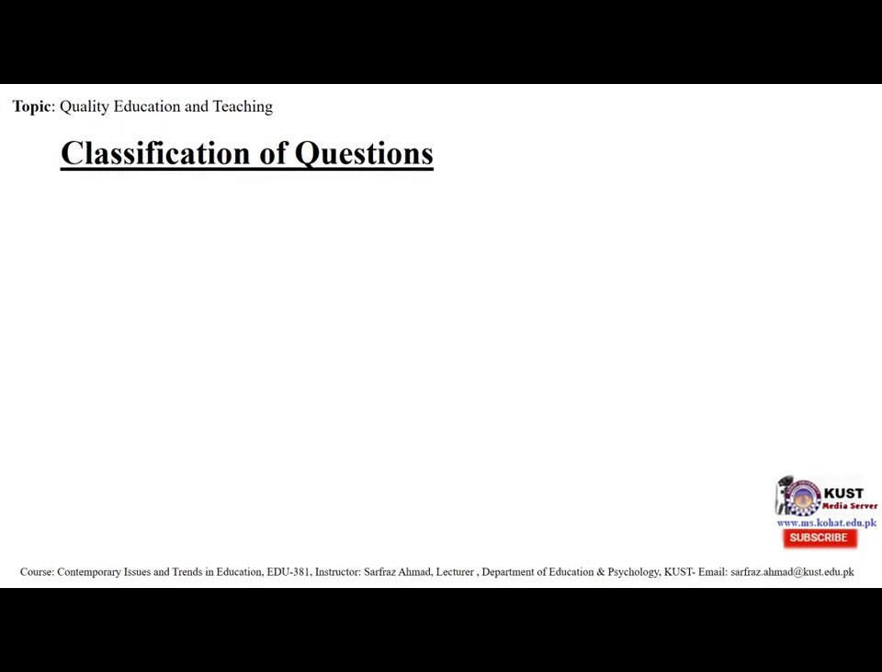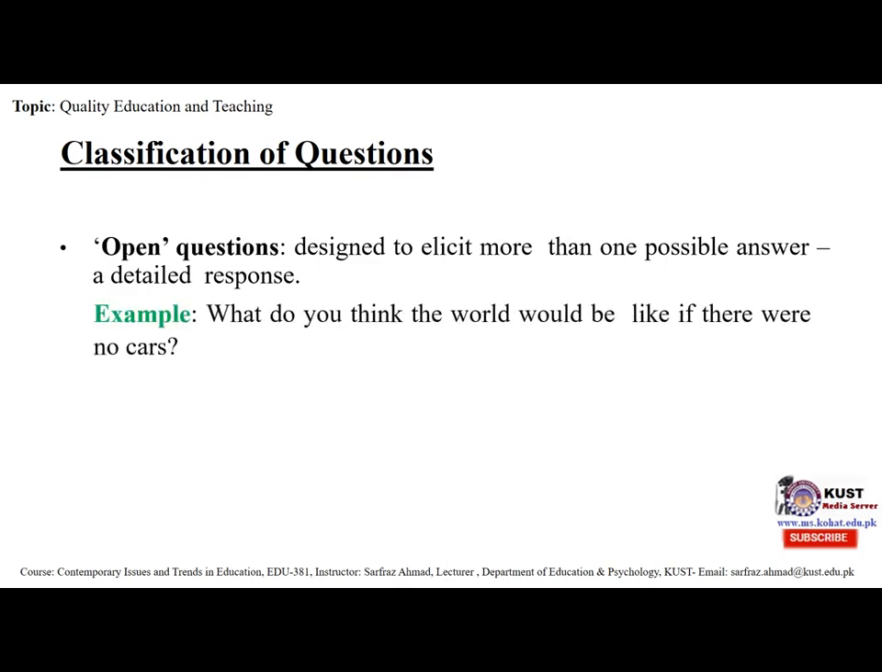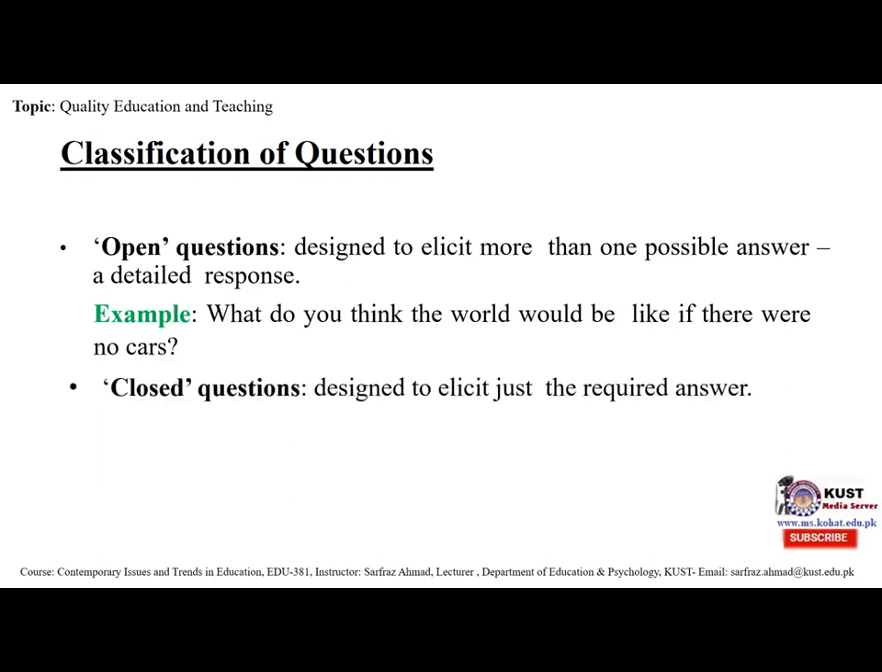And the classification of questions. What is the classification of questions? Open questions are designed to elicit more than one possible answer, a detailed response. For example, what do you think the world would be like if there were no cars? Then closed questions are designed to elicit just the required answer. For example, when was the Rohtas Fort built?